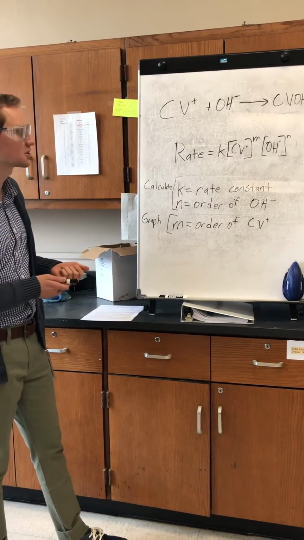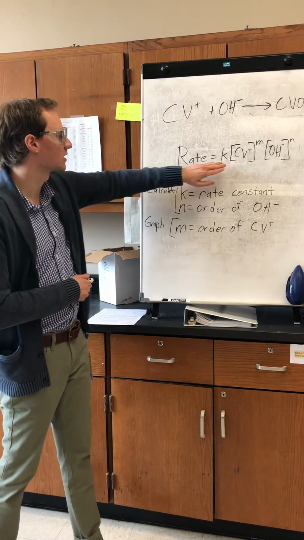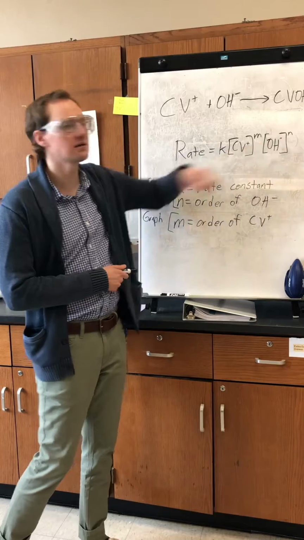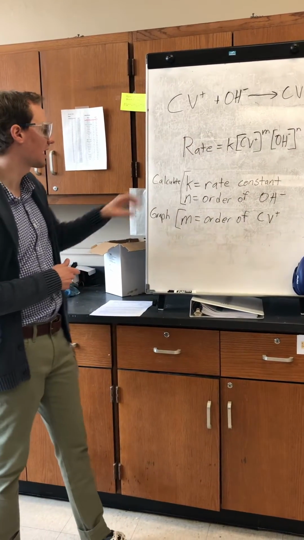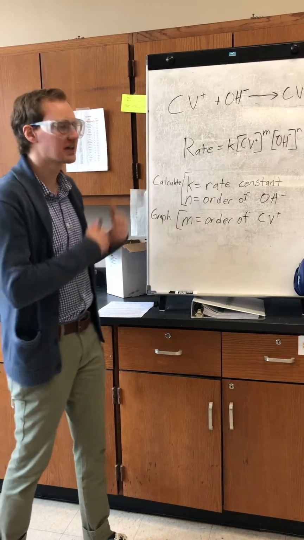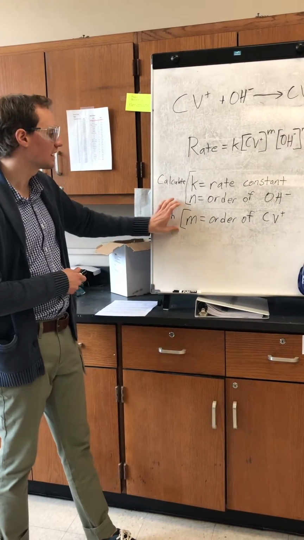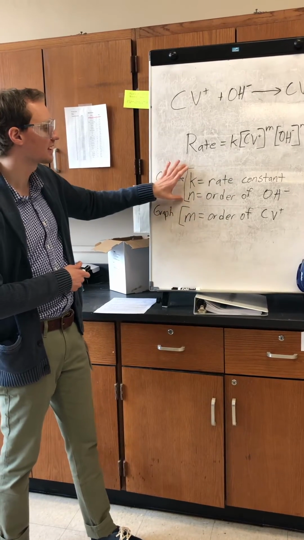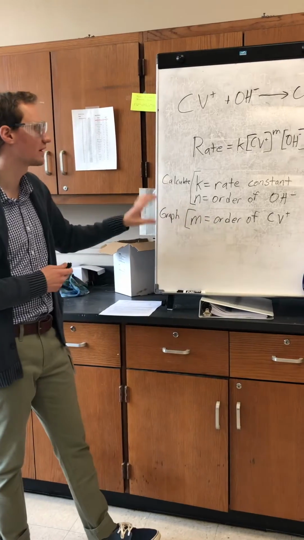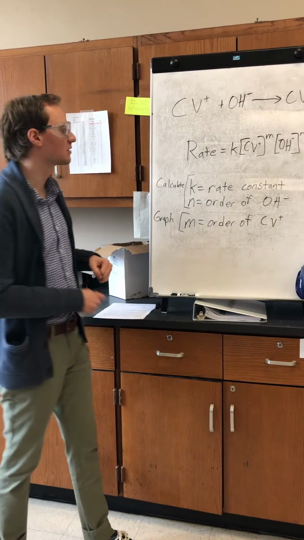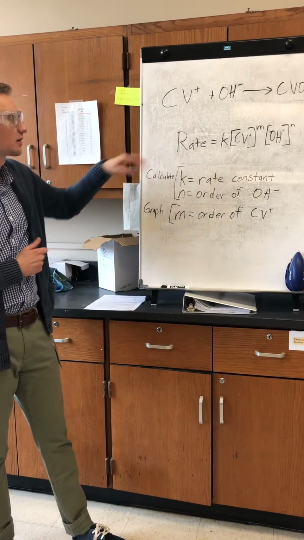So in this reaction, we're going to be measuring or determining what k, m, and n are in this rate law equation. Right? So after we get all of our data, we're going to make some graphs. We're going to get m from our graph. We'll get k and n from some calculations once we have our m value. So we'll be able to determine k, m, and n, which will then go into our rate law equation.